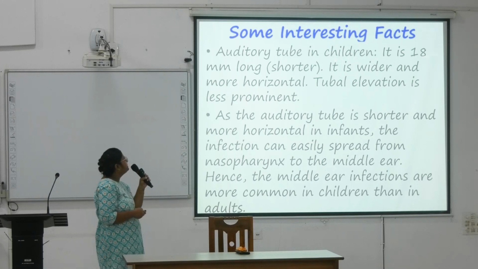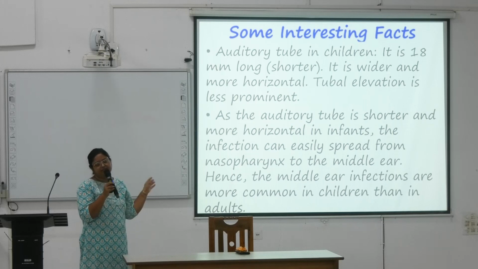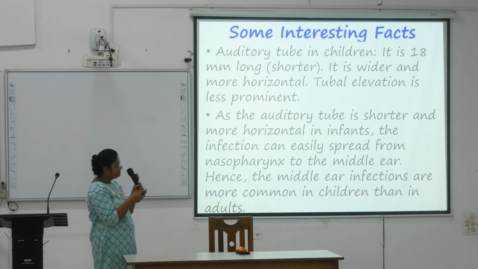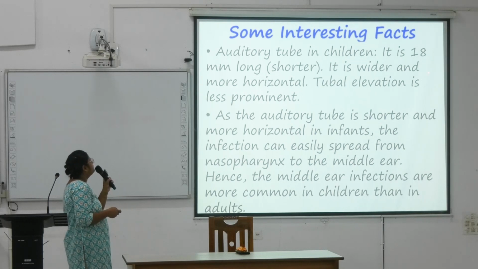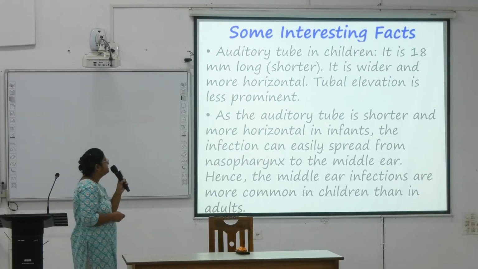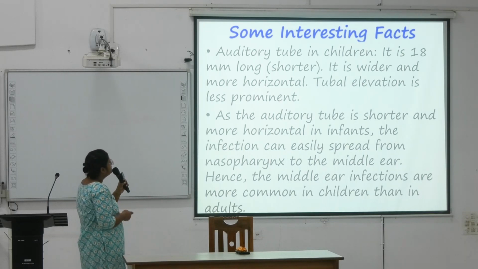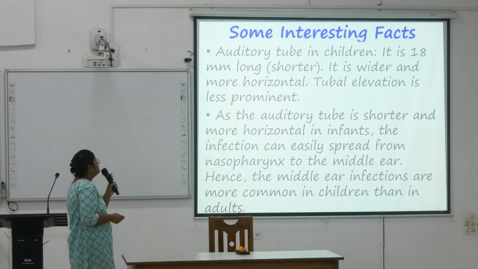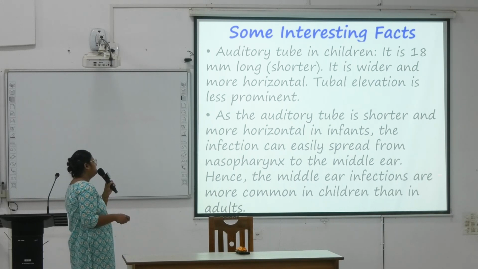So the auditory tube in children is 18 millimeter. In adults you have seen it is 36 millimeter, but in children it is 18 millimeter long, shorter, wider and more horizontally placed. So tubal elevation is less prominent in children. As the auditory tube is shorter and more horizontal in infants, infection can easily spread from the nasopharynx to the middle ear. Hence middle ear infections are more common in children than in adults.